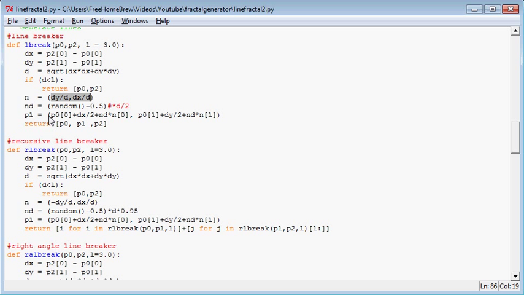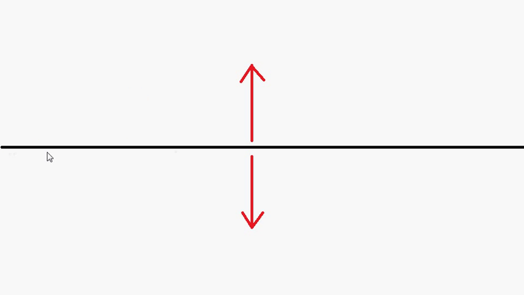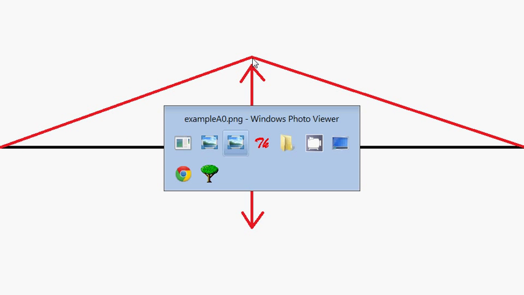So point 1 is defined as the previous point plus dx over 2, which is the midpoint between these first 2 points. Let's see. In the images I had, this one. Yeah, so not this fractal, this fractal. So we take the midpoint, and then we have the normal vector, and we add some distance to it, and this is then the new point that's added to the list. So we've got point 0 and point 2, and this is point 1.